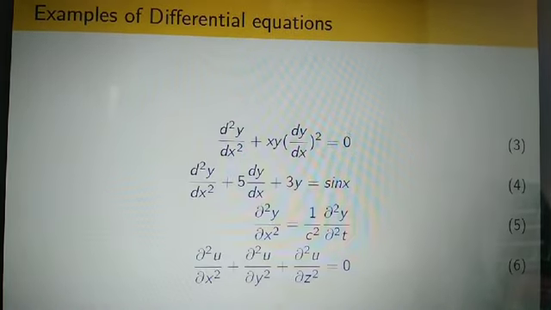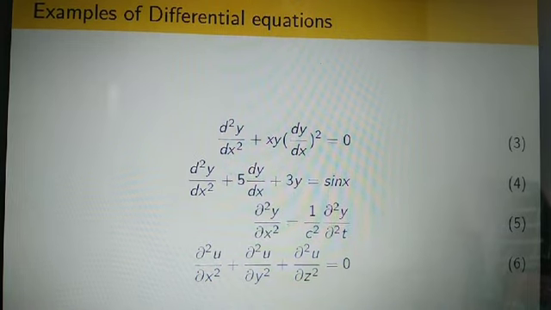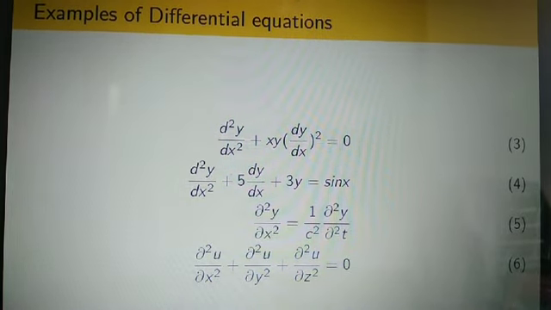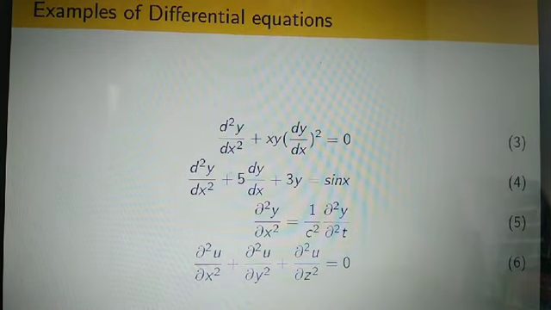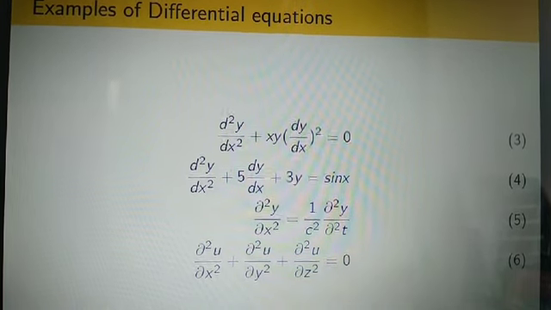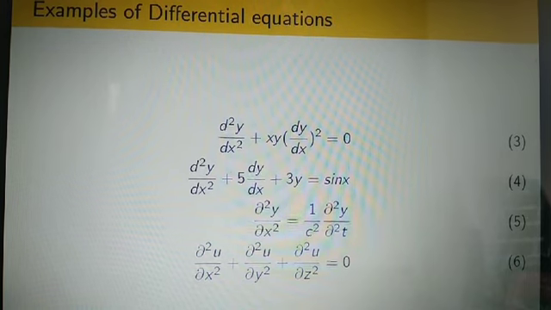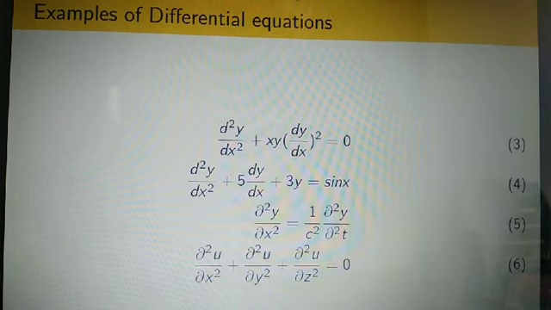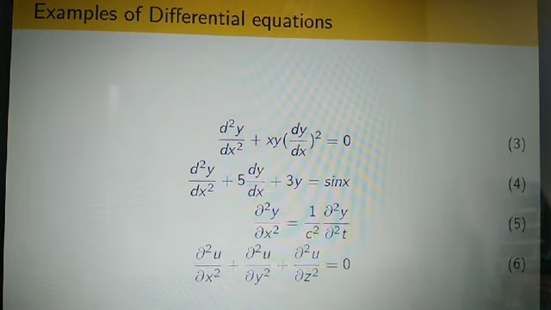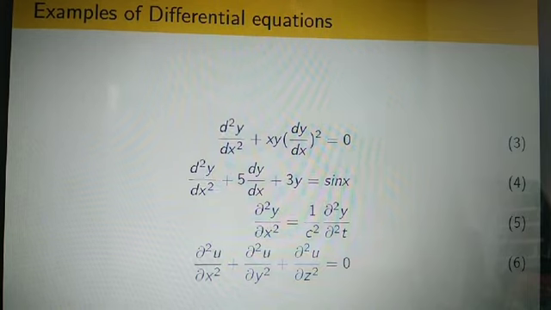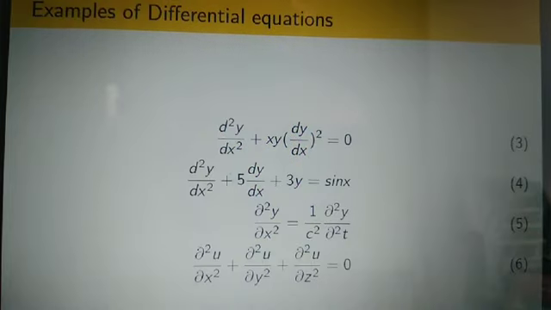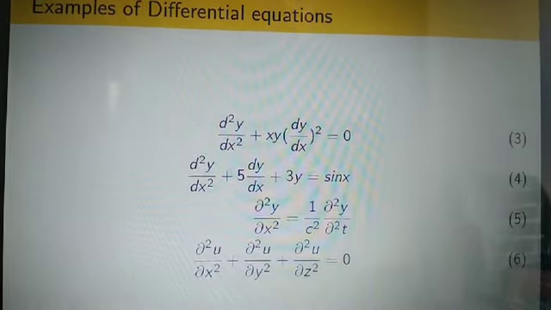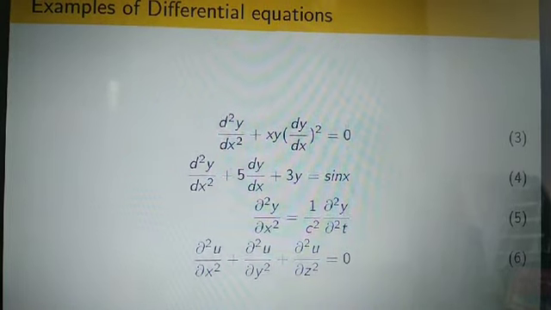So now we give some examples so that we can distinguish which is an ordinary differential equation and which is a partial differential equation. In equation number 3, what do we see? We see d2y dx square plus xy into (dy dx) whole square equals 0. Here we can see that only ordinary differentiation is involved.